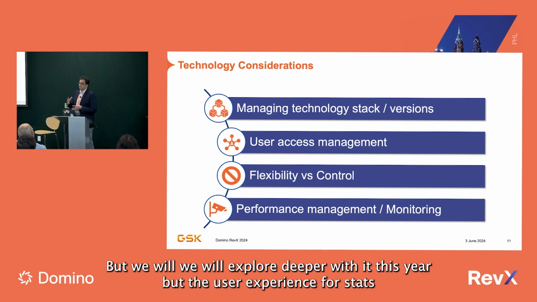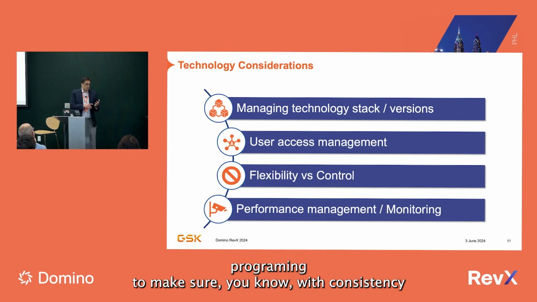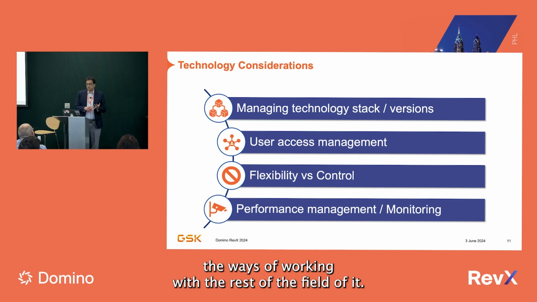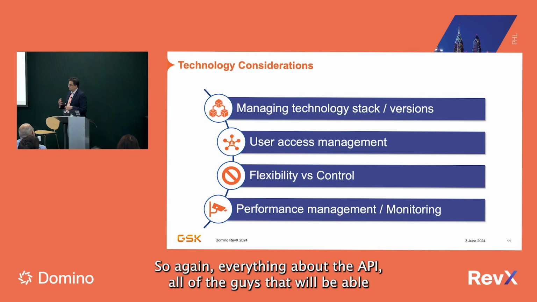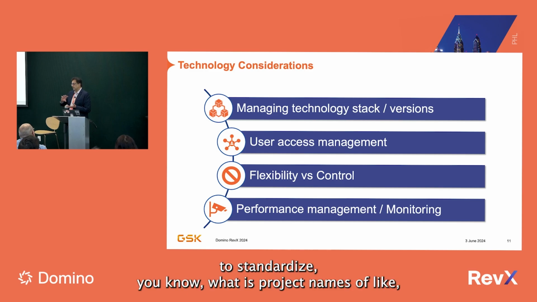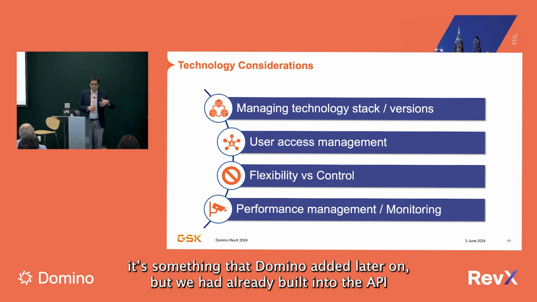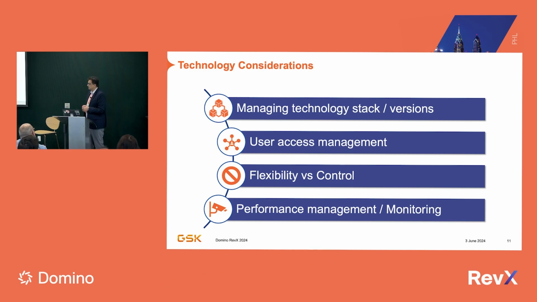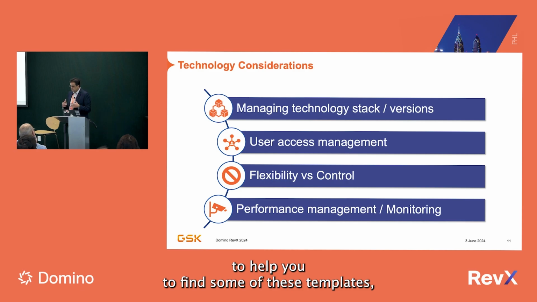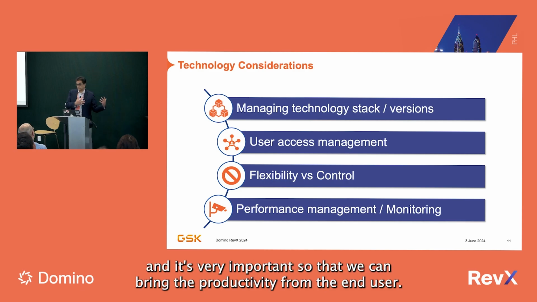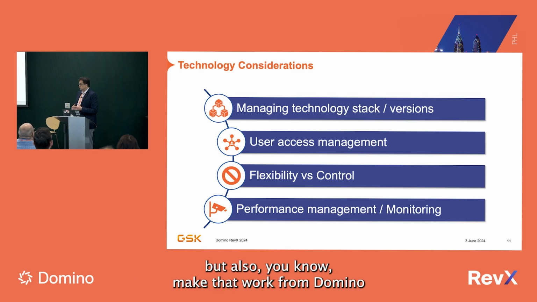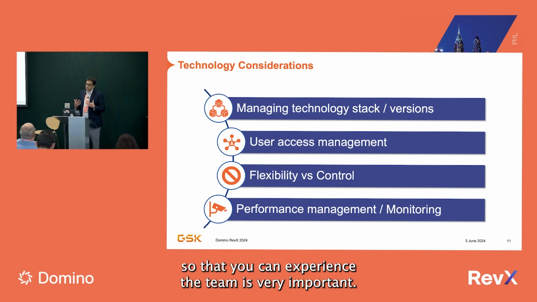But the user experience for stats programming was to make sure there was consistency in the ways of working, the ways of loading and so on. So again, leveraging a lot of the APIs to standardize what the processing looks like. Certain templates, I mean, the template feature was something that was designed by Domino later on, but we had already done things with APIs, designing small templates. It's really about building so that you can improve productivity for the end user, and also show how an online platform like Domino works. So that experience is very important.